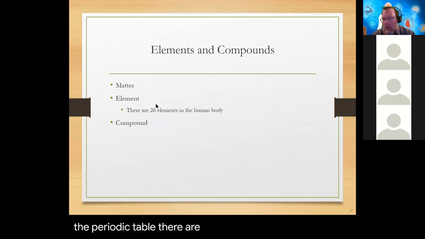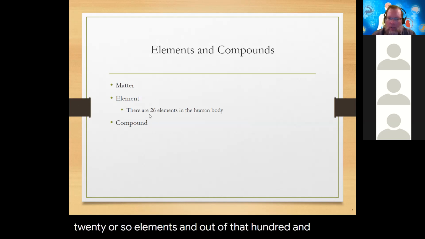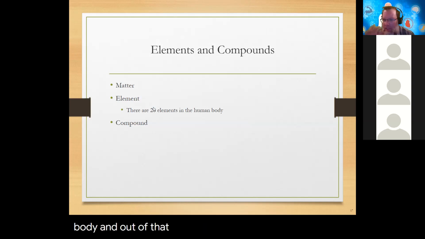There are 120 or so elements, and out of that 120 or so, 26 are found within the human body. Out of that 26, four elements make up almost 100% of the body. So that makes things nice, right? When we look at a periodic table, we're really focused on four things. And then we'll talk about compounds here shortly.